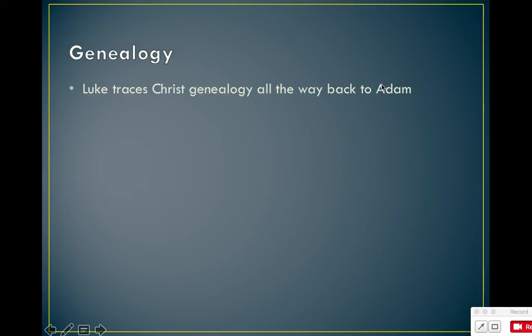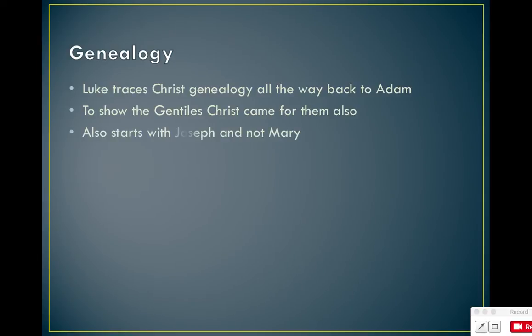But Luke goes all the way back to Adam because when he's writing to Gentiles, they may understand who Abraham is, but more importantly, they're going to understand who the first man was. And so Luke goes all the way back to Adam, and he really is showing the Gentiles that Christ came for them also, not just for the Jews. He's saying, listen, you non-Jews, Christ came for you just as much as he did for anybody else.